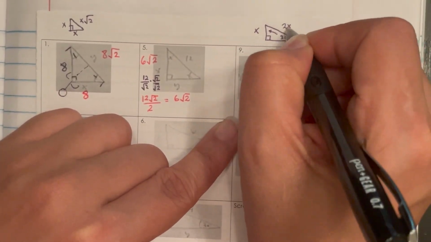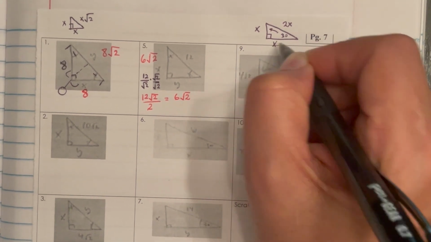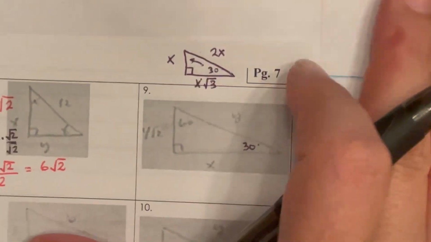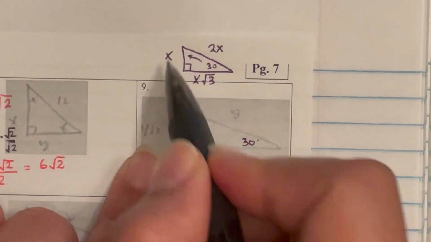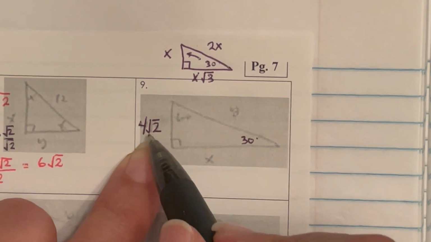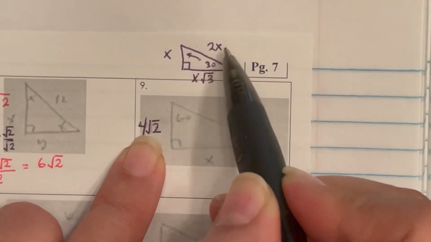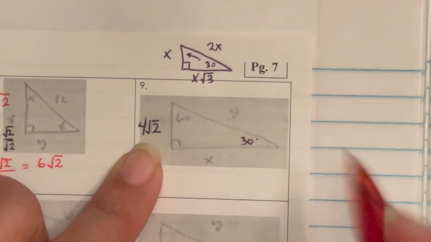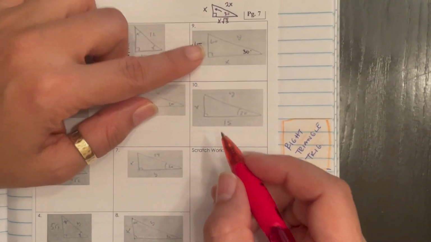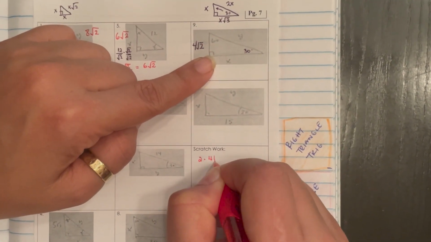You're going to go across from 30, that's going to give you x. Pass over to the 60, it's going to give you 2x, and the other longer leg would be x radical 3. So you just need to remember that triangle. So across, that's x. So 4 radical 2 right now is x. To find y, I just need to multiply that by 2. So what's 4 times 2 radical 2? That's going to be 8 radical 2.